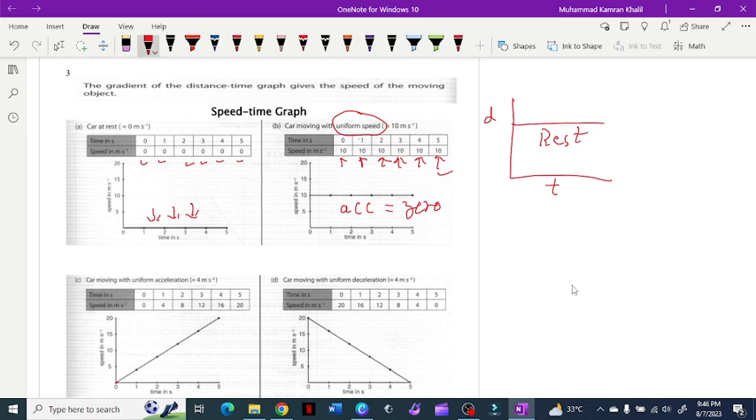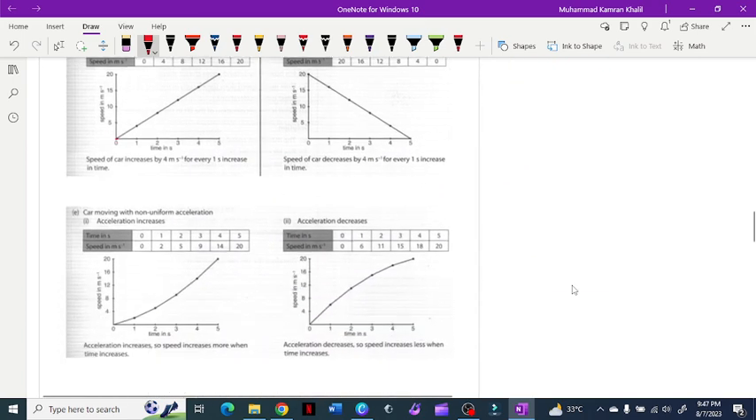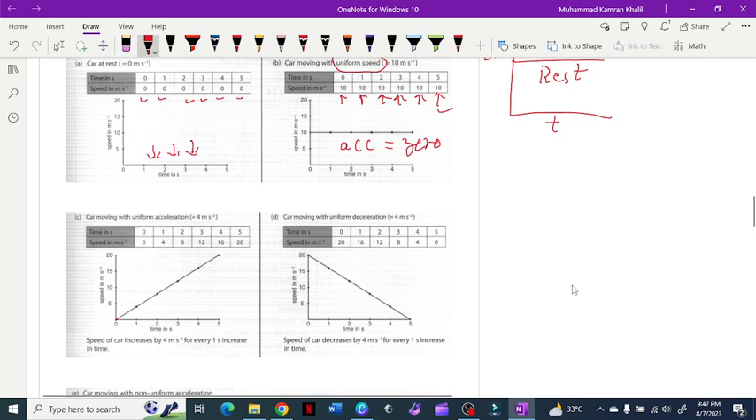Can anyone tell? The definition we have already done for acceleration was the rate of change of velocity. Now there is no change in velocity. So it means that acceleration is zero, because if the velocity does not change, certainly we will get acceleration equal to zero. Now the positive gradient and the negative gradient.